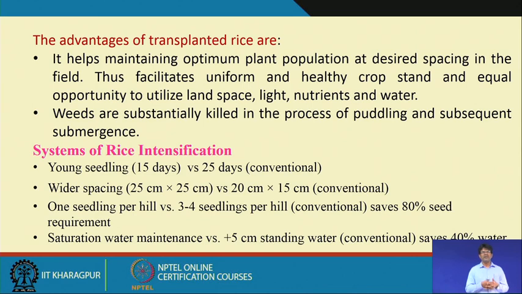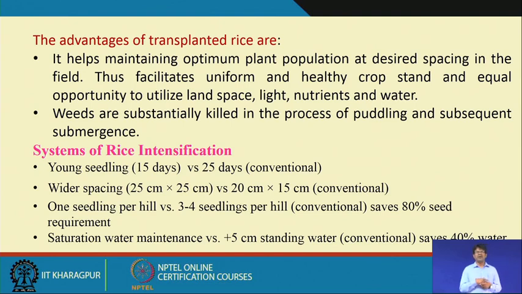Having wider spacing, young seedling is expected to have better yield as compared to older seedlings, and the wider spacing means it provides the maximum space, good space for a particular seedling, 1 or 2 seedling, to get the optimum water and nutrients for a proper growth and development.